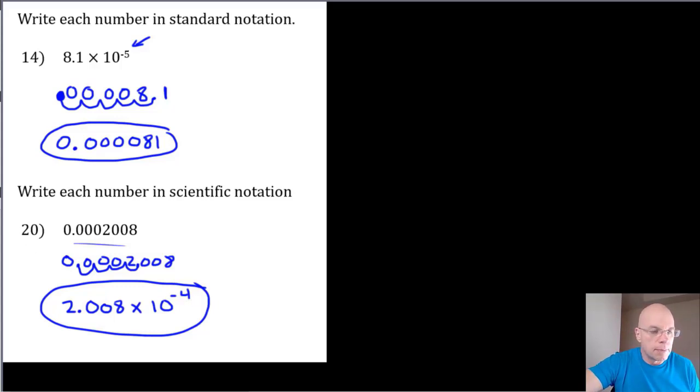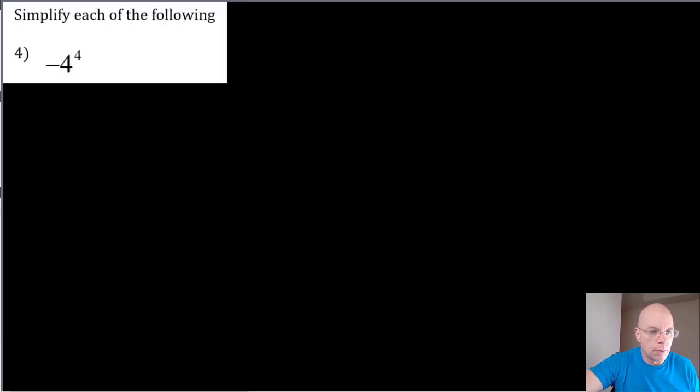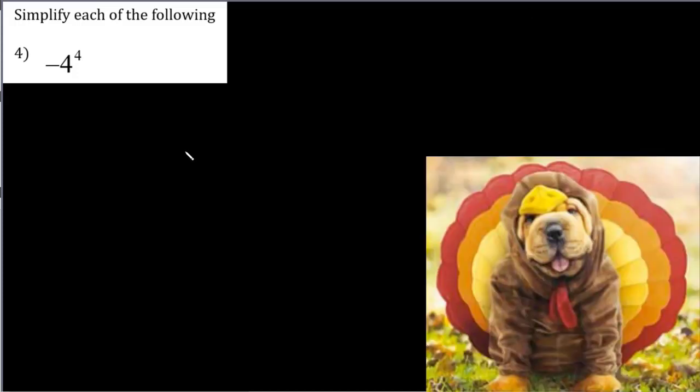I also gave you a little bit of practice in the beginning of this assignment with integer exponents and different types of base numbers to see if we recall those rules. And so why don't you try number 4 on your own during the pause, and then come back and see how you did. Paused.